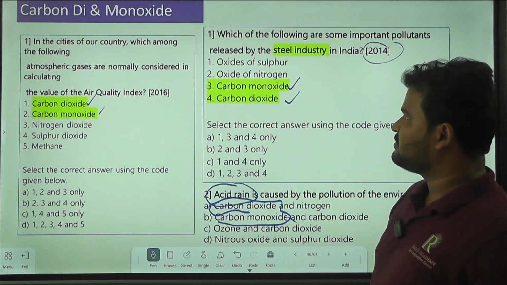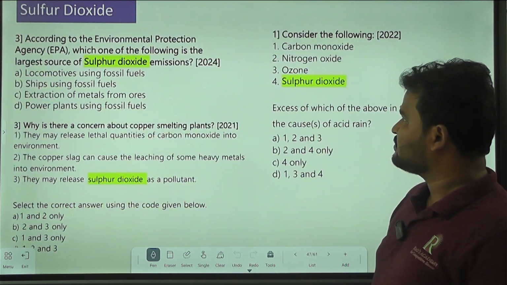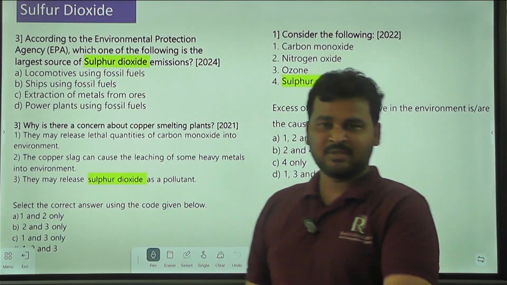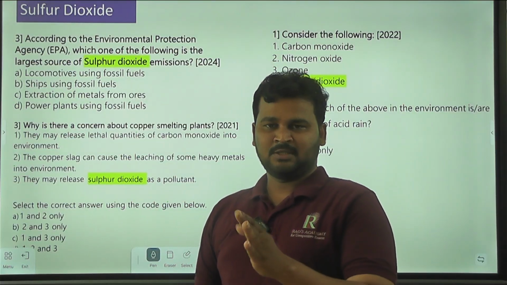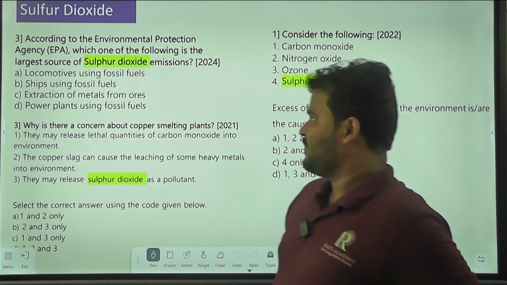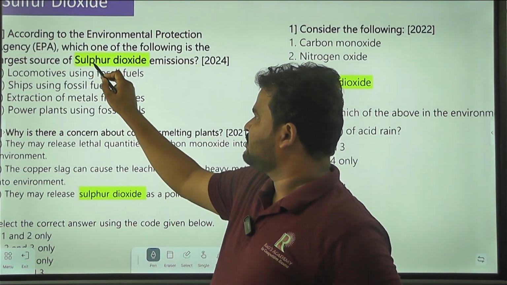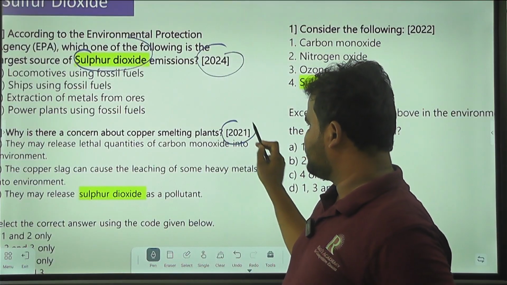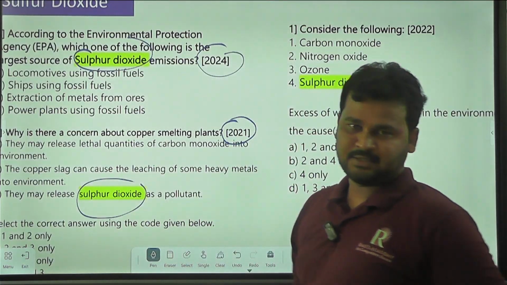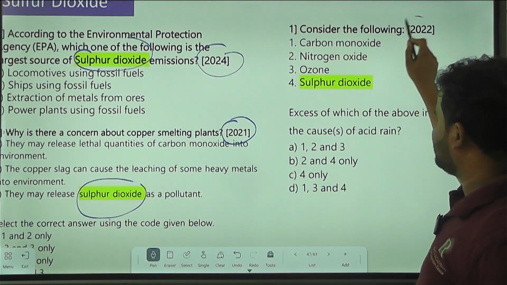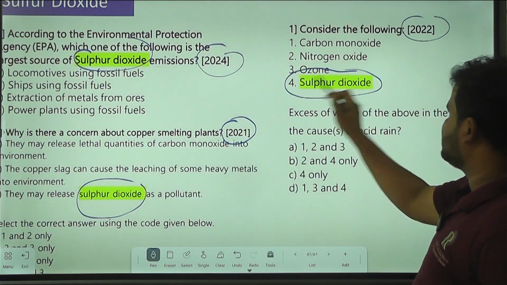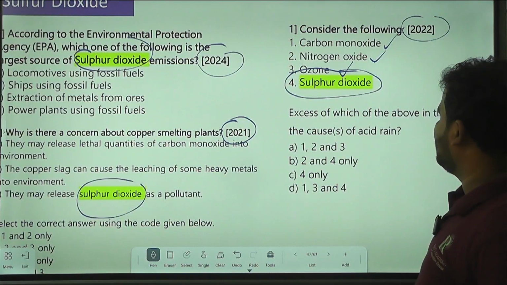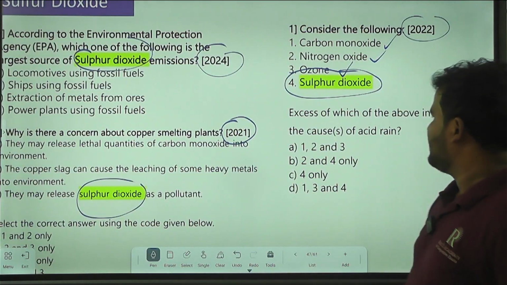So acid rains are favorite topics for UPSC. And after that, again sulfur dioxide. As we saw in the previous slides, questions were asked related to nitrogen oxide and sulfur dioxide. And again here sulfur dioxide, the year 2024. And again in 2021, question related to sulfur dioxide. And again in the year 2022, again question related to sulfur dioxide. Sulfur dioxide, ozone, nitrogen oxide, carbon monoxide. Right.